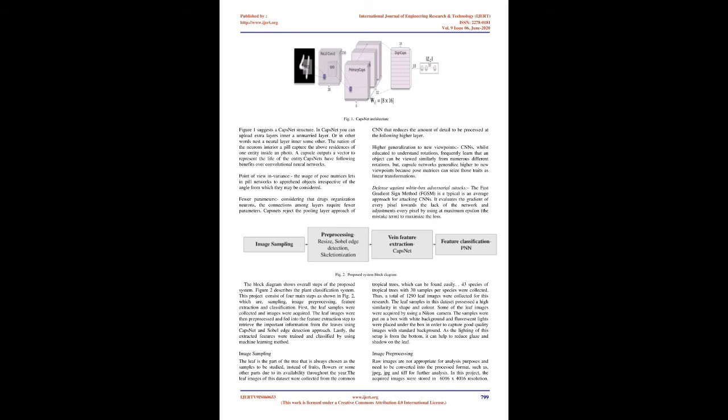The leaf is the part of the tree that is constantly selected as the sample to be studied instead of fruits, flowers, or some other parts because of its availability throughout the year. 43 species of tropical trees with 30 samples per species were collected. Hence, a total of 1,290 leaf images were collected for the research. The leaf images were acquired by using a Nikon D750 model of DSLR camera. The samples were placed on a box with white background and fluorescent lighting was placed beneath the container. As the lighting of the setup is from the bottom, it can help to reduce glare and shadow on the leaf.